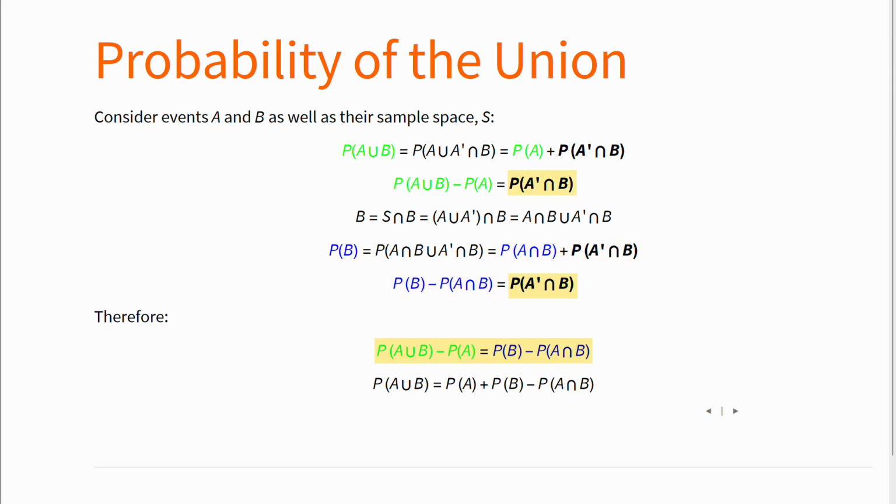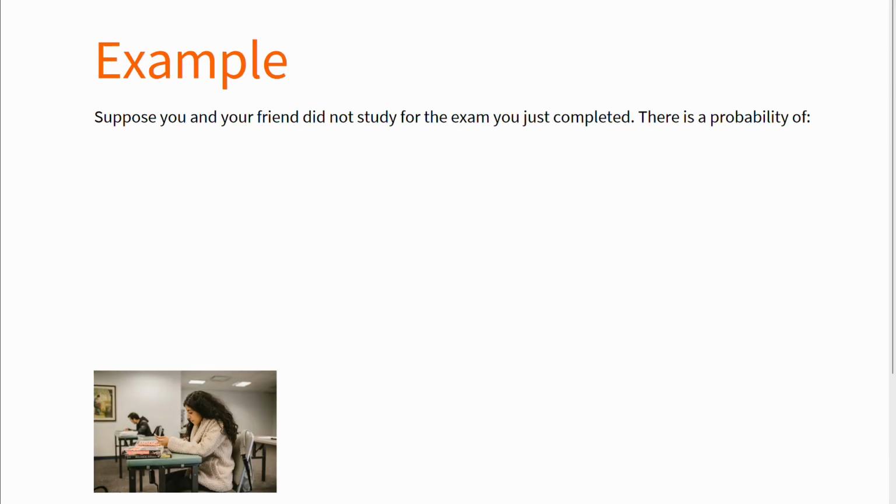Now we can compare the probability of A complement intersection B on both sides, and we get this formula, and with a bit of isolation, we get the probability of A union B is the same thing as the probability of A plus the probability of B minus the probability of their intersection, which is the same formula as we saw for size.